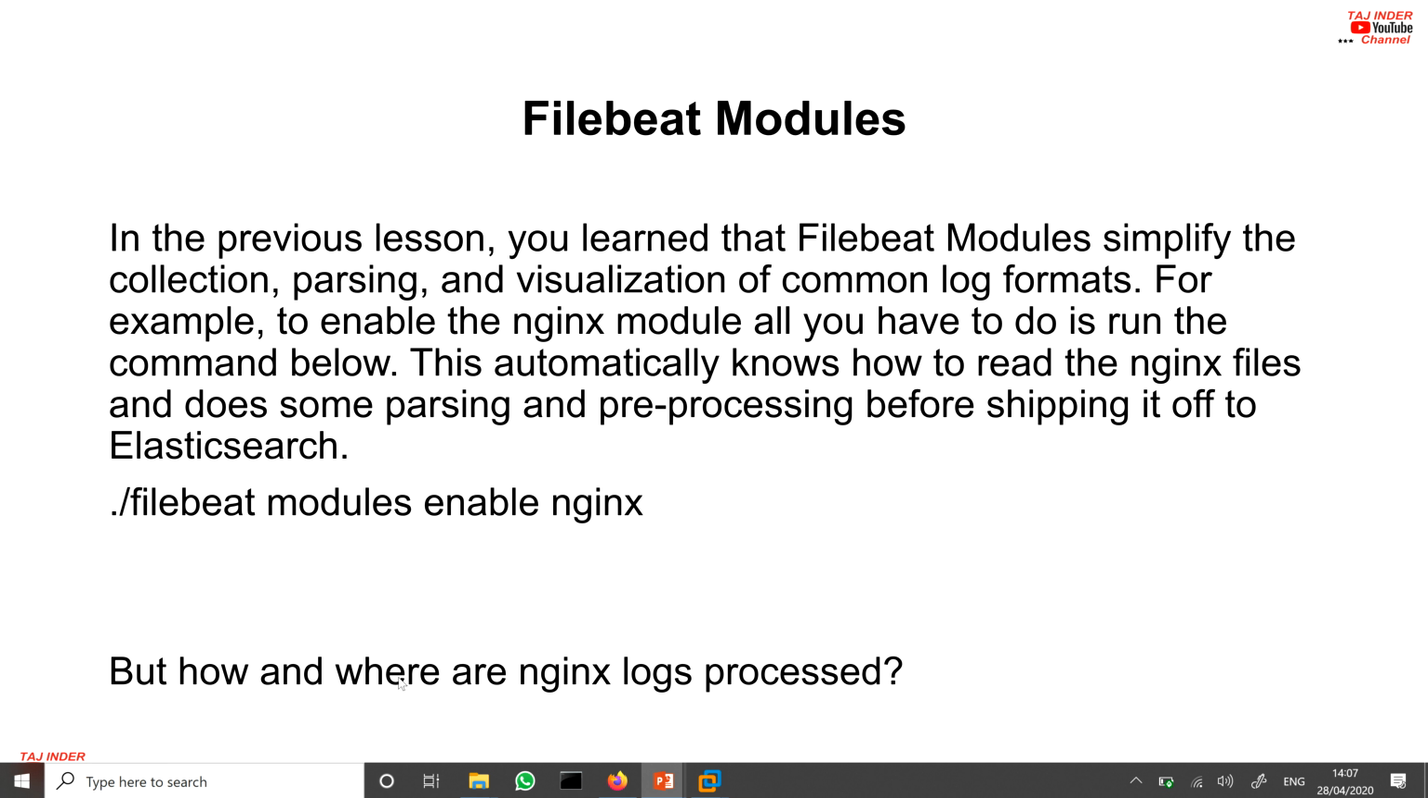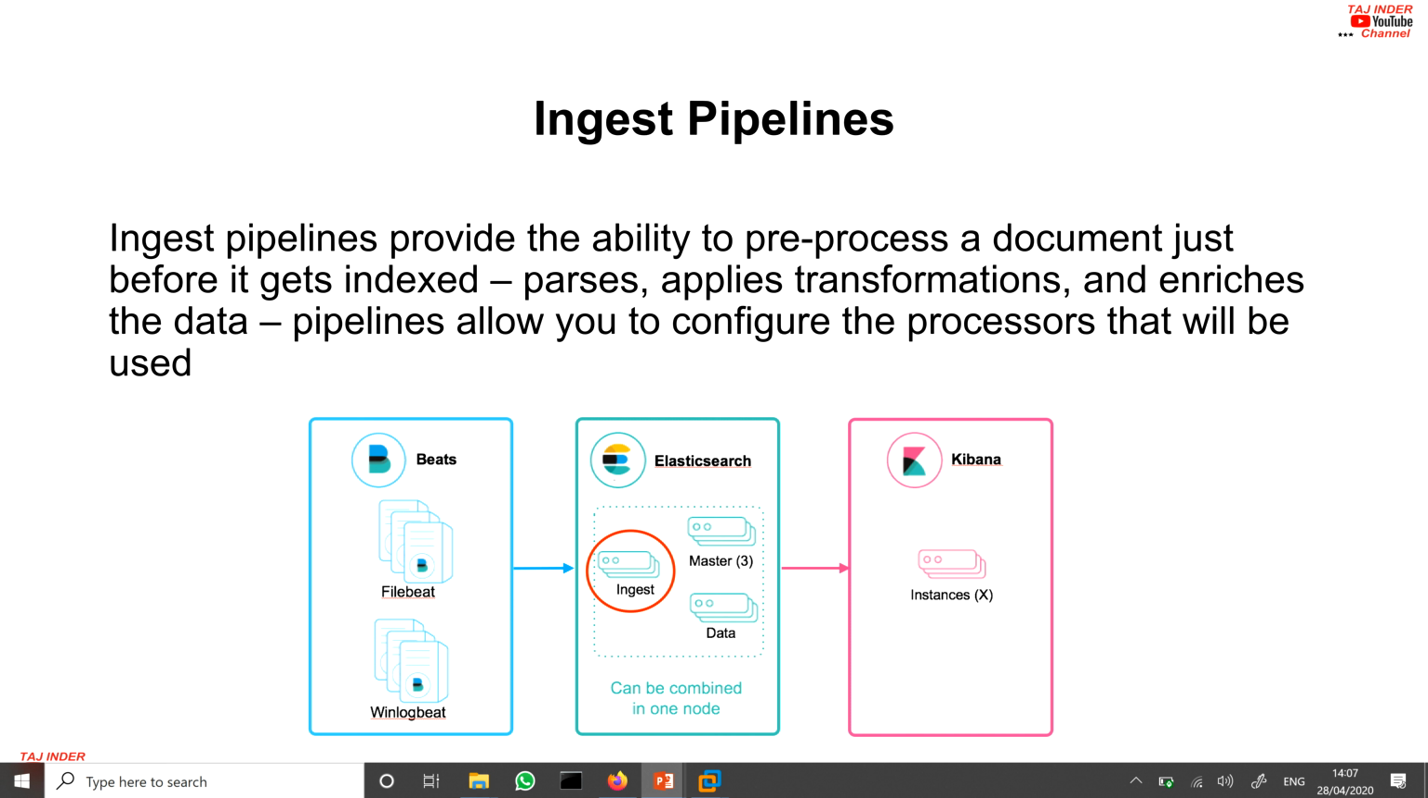But where are these logs processed? If you look at here, guys, Filebeat sends it to Elasticsearch. In Elasticsearch, there are different node roles: ingest, master, data. An ingest pipeline provides the ability to pre-process a document just before it gets indexed. It parses, applies transformations, and enriches the data. The pipeline allows you to configure the processors that will be used.